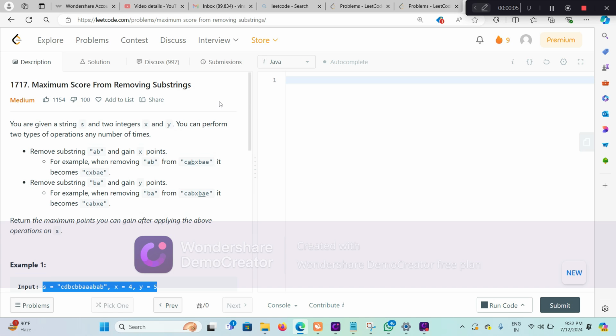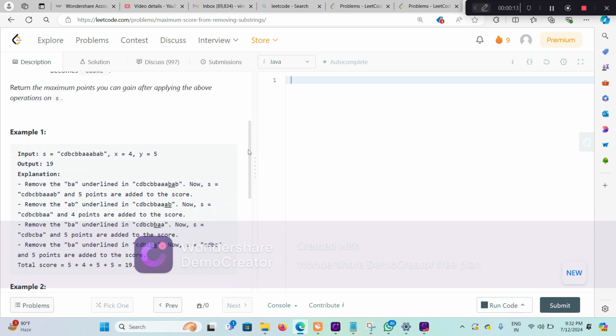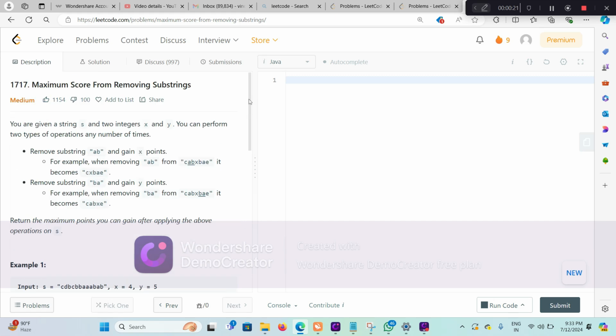So today I'm gonna solve this problem, maximum score from removing the substrings. Basically, in this question, we are given a certain string. For example, this is the one string. Now we are given two values. If you look at the question, we are given AB and BA.